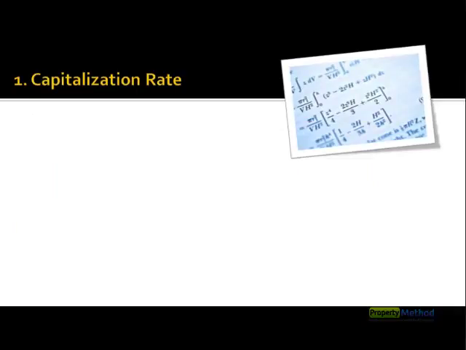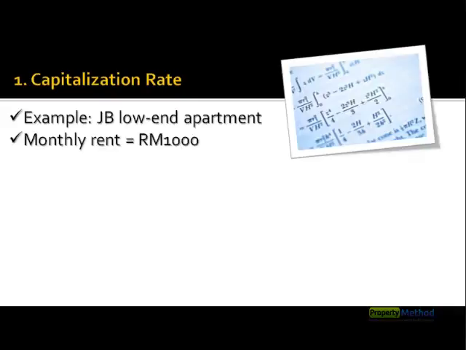Okay, in this example, we will use a low-end apartment in Johor Bahru to demonstrate. Let's say we found this apartment in JB and it's able to rent for 1,000 ringgit every month. And in JB, normally the capitalization rate for a low-end rental apartment is around 6 to 6.7%.